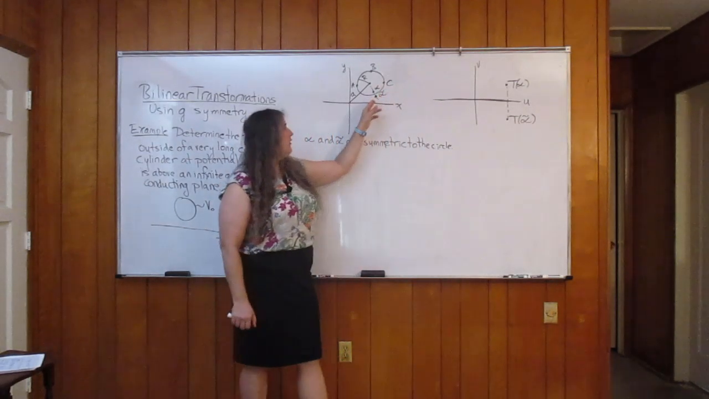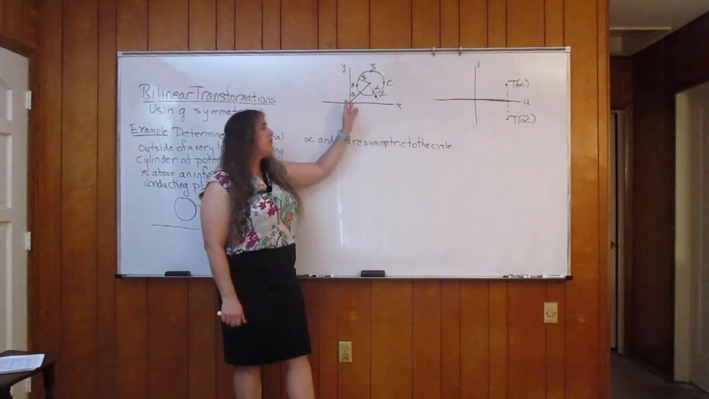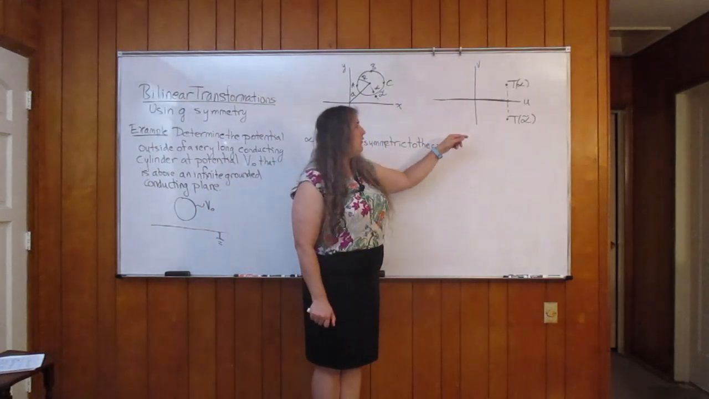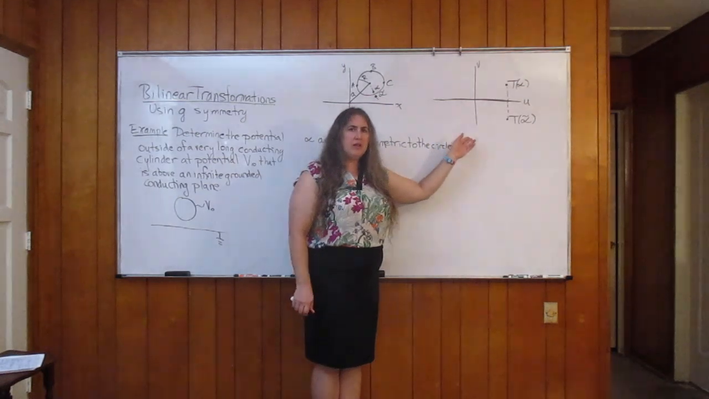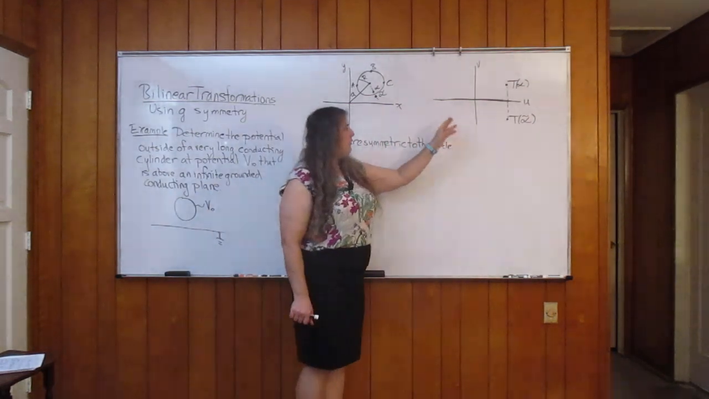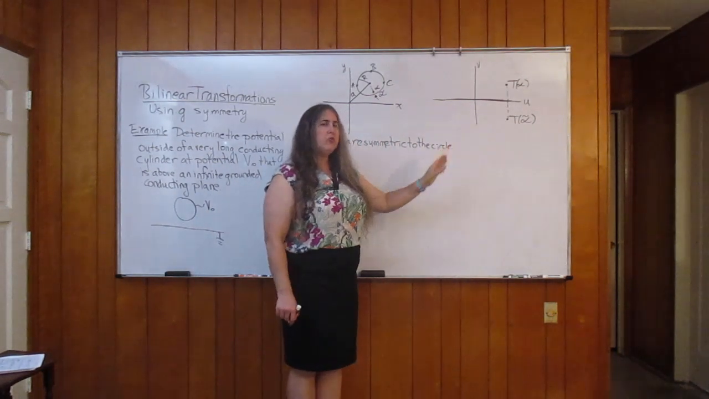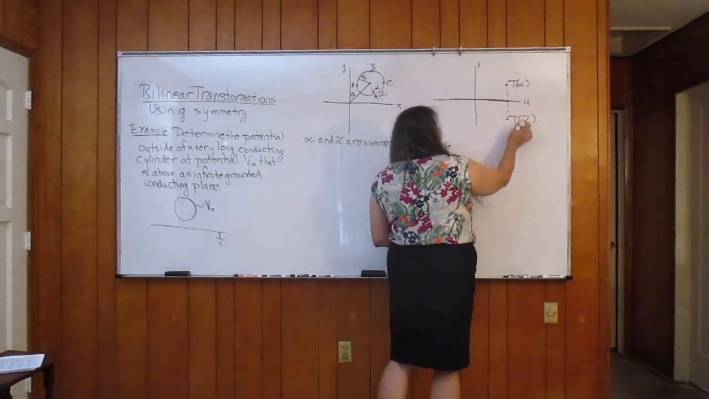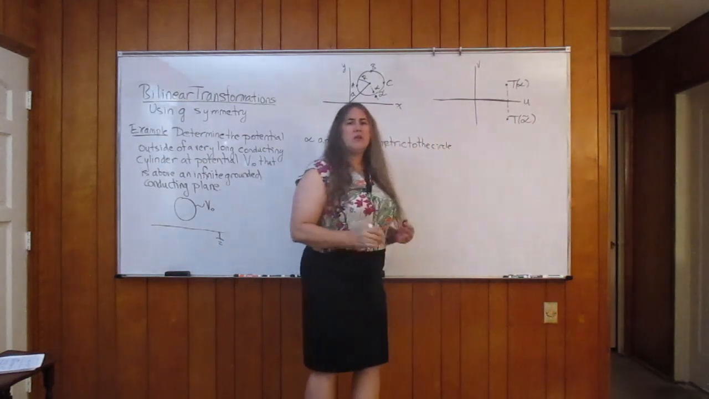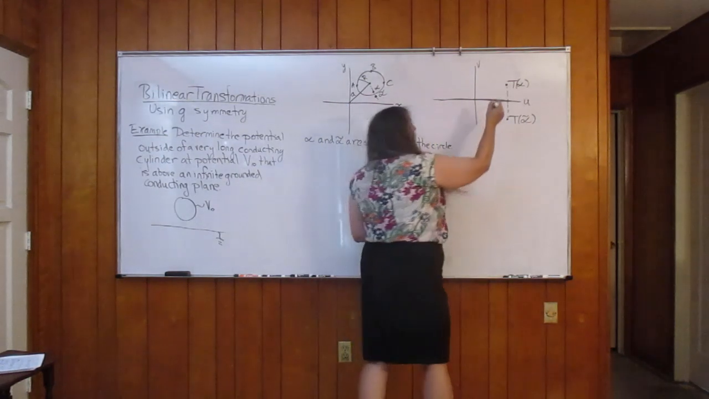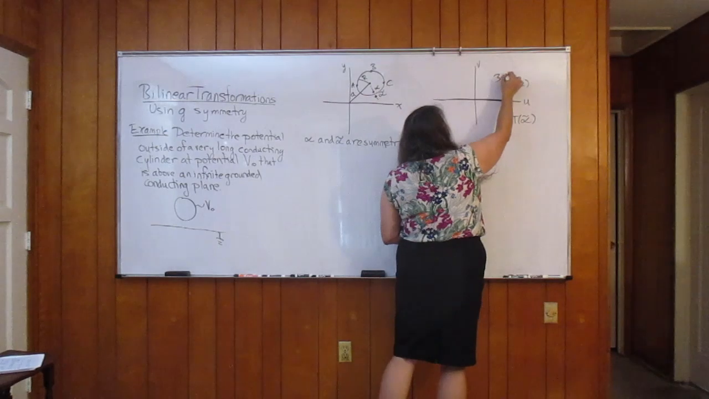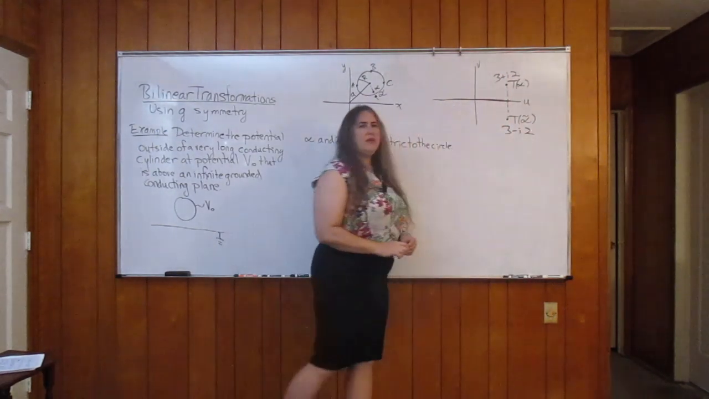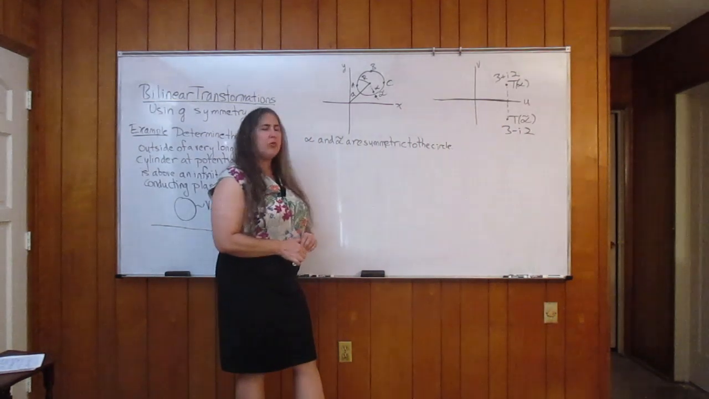So alpha and alpha tilde are symmetric with respect to the circle in the z-plane. The images of those two points, alpha and alpha tilde, are symmetric with respect to the image of the circle. So two points are symmetric with respect to the real axis. Basically, that means that these two points are complex conjugates of each other. So in other words, if this is at 3 plus i2, then the symmetric point will be at 3 minus i2.